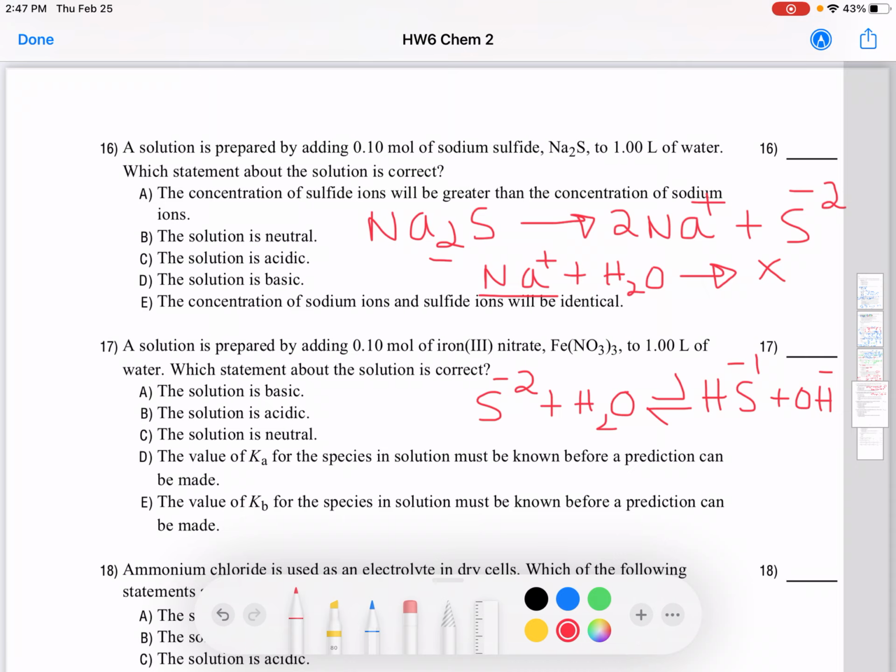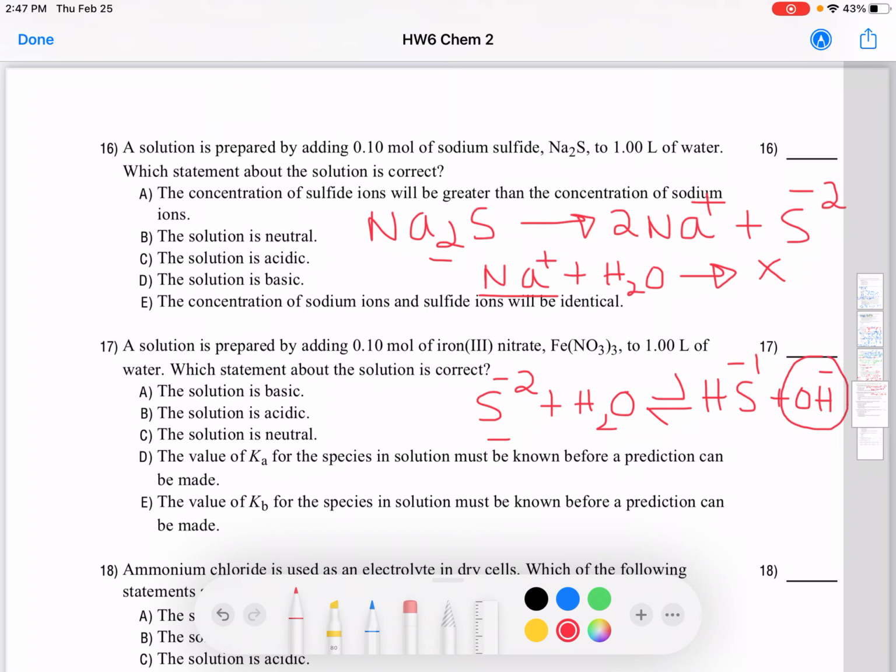Is this sulfide ion coming from a strong acid? No, H2SO4 is a strong acid, not HS-. So sulfide is the anion of a weak acid, HS-. So it's going to react with water to form HS- and hydroxide ion.